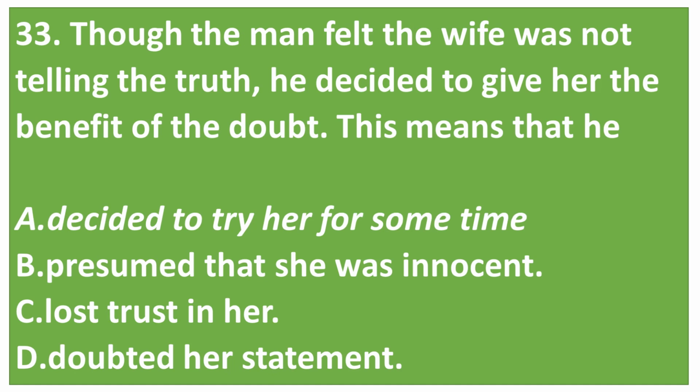Question 33. Though the man felt the wife was not telling the truth, he decided to give her the benefit of the doubt. This means that he A. decided to try her for some time, B. presumed that she was innocent, C. lost trust in her, D. doubted her statement. The correct answer to this question is A. This means that he decided to try her for some time.